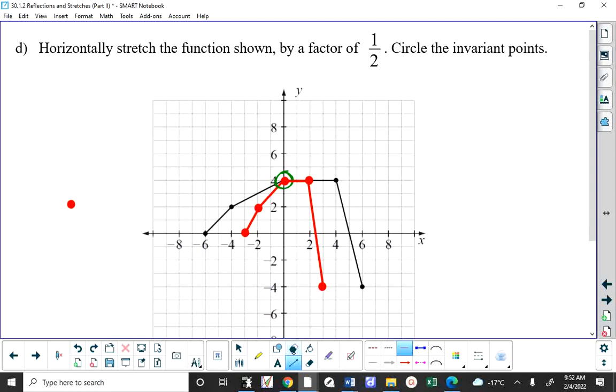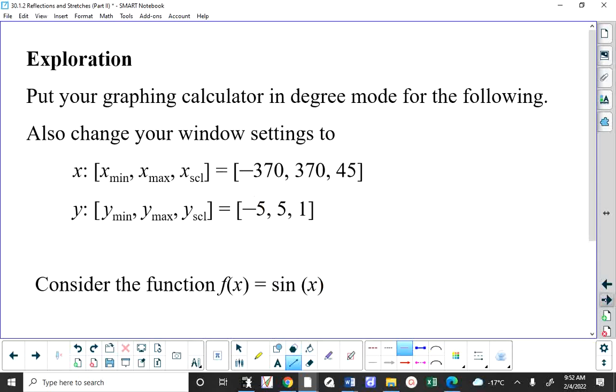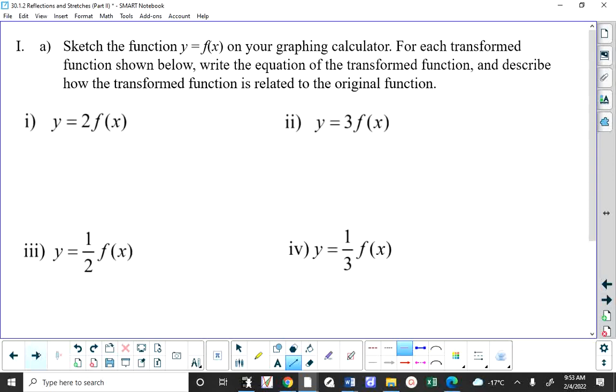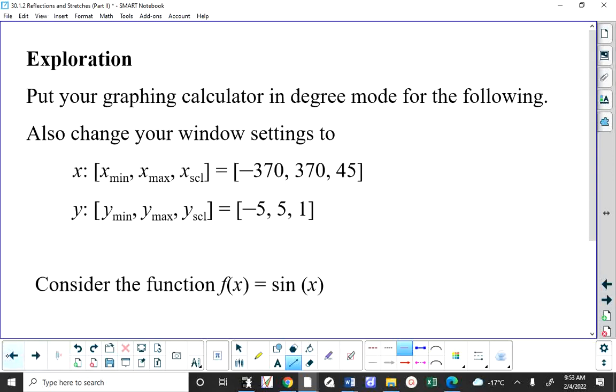All right. So this says exploration, and it asks people to use your graphing calculator. I'm not going to do that. I have the graphs loaded. If you want to explore with your graphing calculator later, this would be the set of instructions you need to follow. We are going to be looking, everybody, at graphing y equals sine of x.